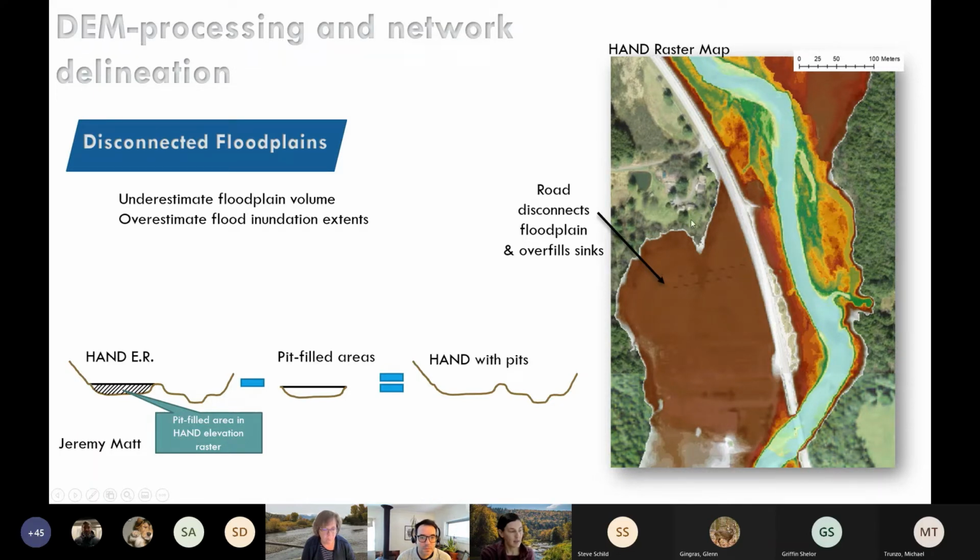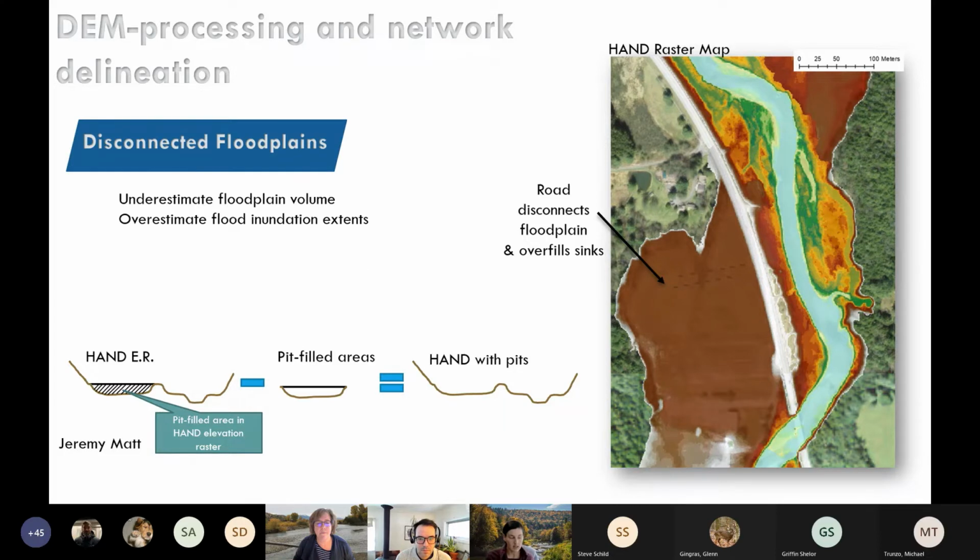This is the hand map that is one elevation, and that's because it's been filled in the pit filling process in order to reach an elevation to drain properly out to the river. And this area isn't one elevation, right? This is a floodplain that has some more complex topography. And so Jeremy Matt, a PhD student working with us, is working on an approach to account for this.